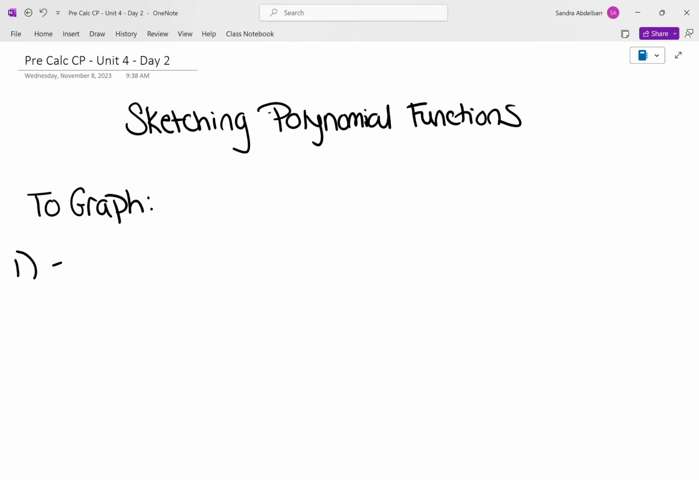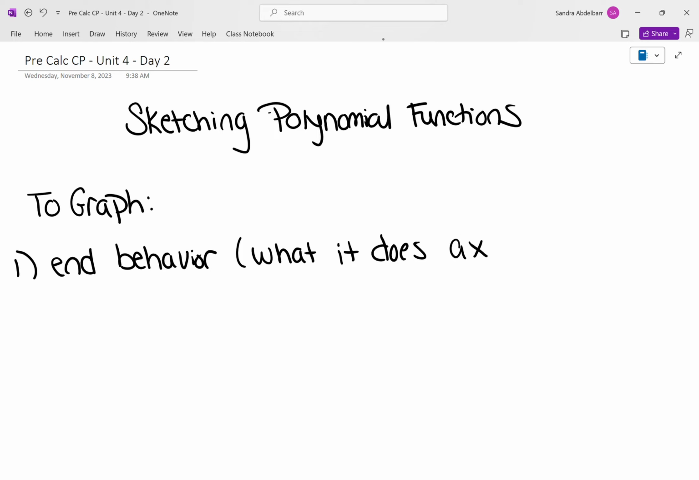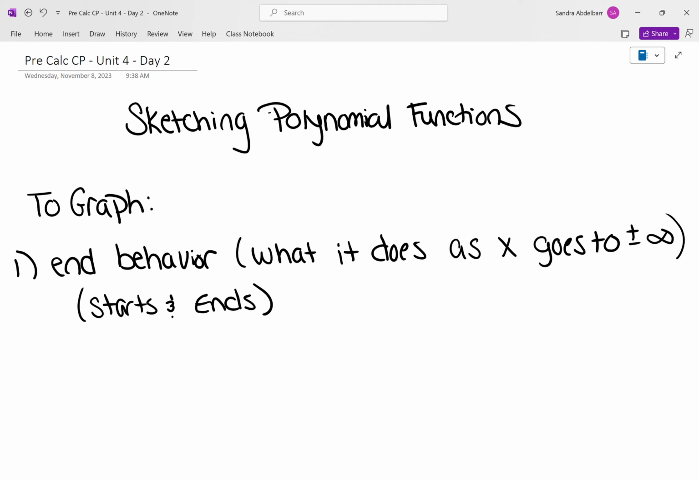The first thing we're going to look at is the end behavior. And the end behavior is what it does as x goes to positive and negative infinity. So it's really what's happening where it starts and ends. That's really what the end behavior is. What's happening where it starts and where it ends.